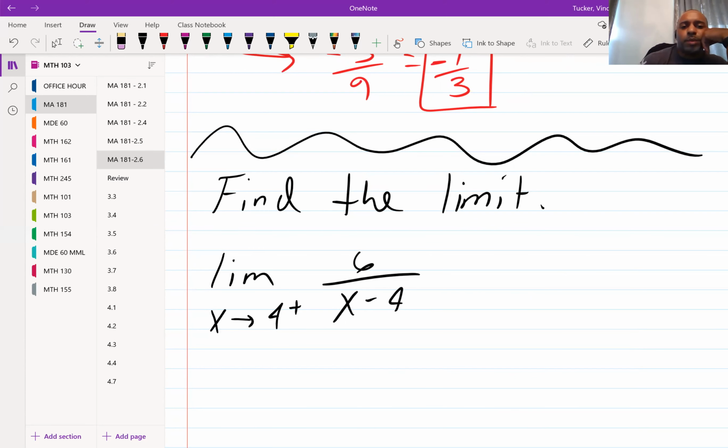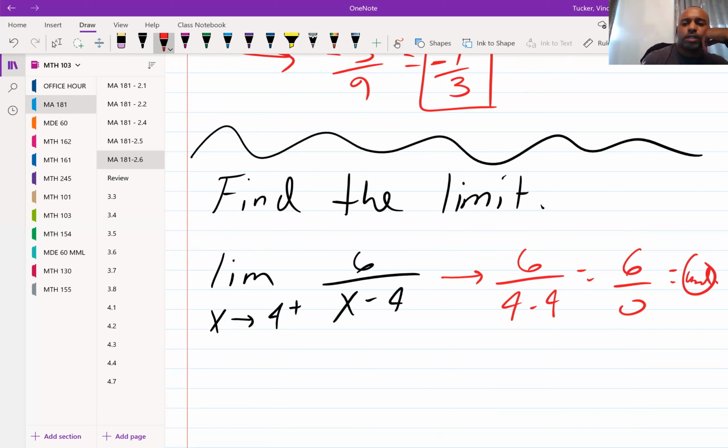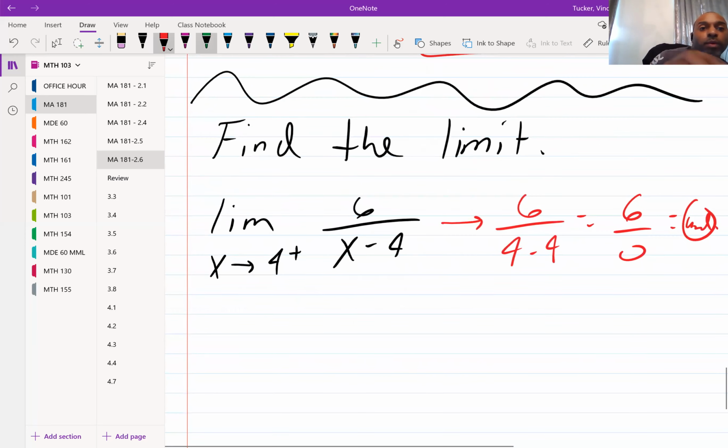So something like this: find the limit of 6 over x minus 4 as x goes to 4 from the right side. I believe we talked about coming from the right side and left side in another section, but that's in this section as well. We know that if we were to plug in 4, we get 6 over 0, which is undefined. So that doesn't give us a value. The best way to handle this problem is to graph.